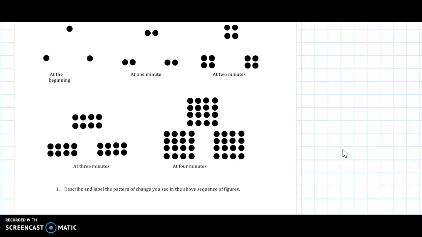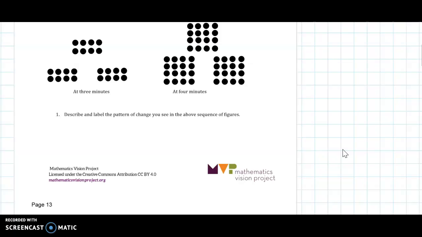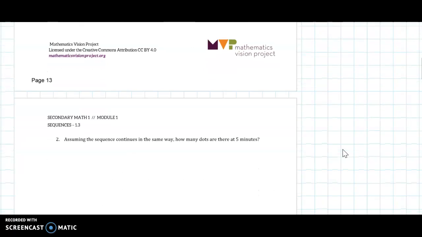Take a few minutes to pause your video and examine this pattern. Describe and label the pattern of change you see in the above sequence of figures. Assuming that this sequence continues in the same way, how many dots will there be at 5 minutes? Draw the pattern in your workbook.